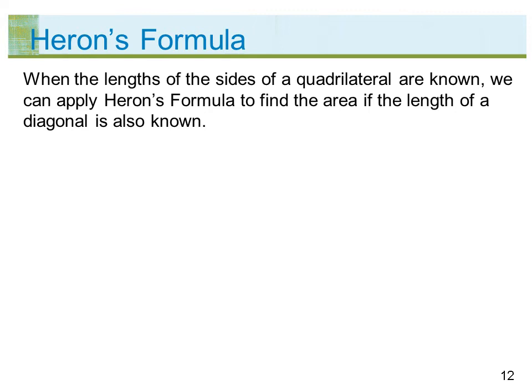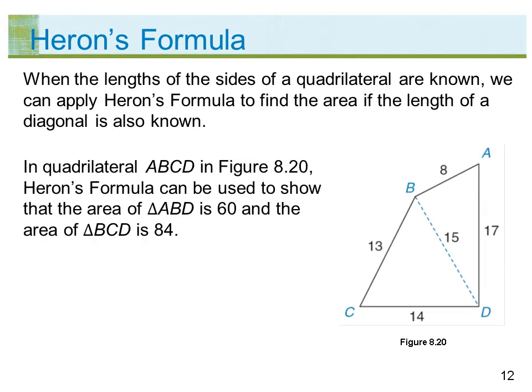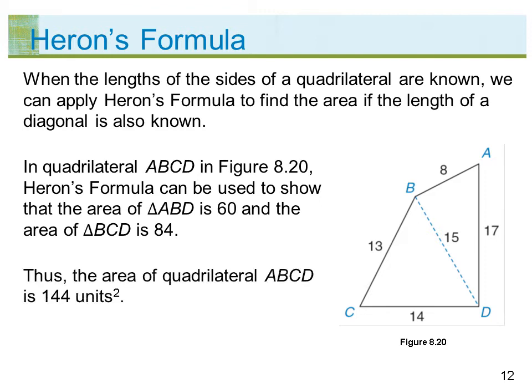When the lengths of the sides of a quadrilateral are known, we can apply Heron's formula to find the area if the length of a diagonal is also known. In quadrilateral ABCD in figure 8.20, Heron's formula can be used to show that the area of triangle ABD is 60 and the area of triangle BCD is 84. Thus, the area of quadrilateral ABCD is 144 units squared.